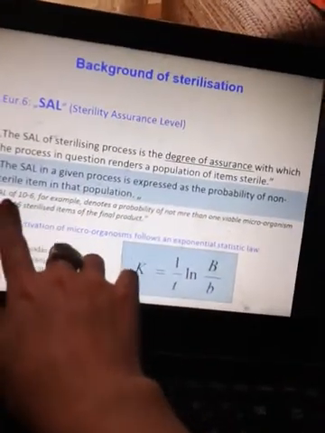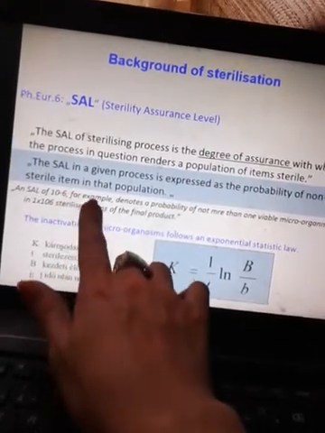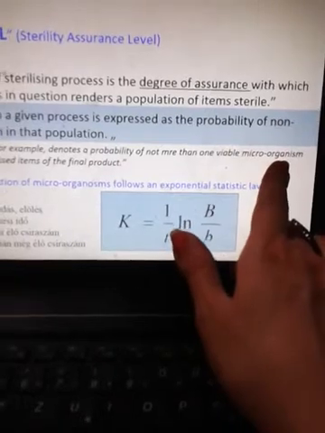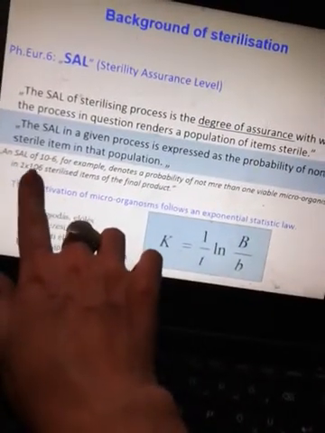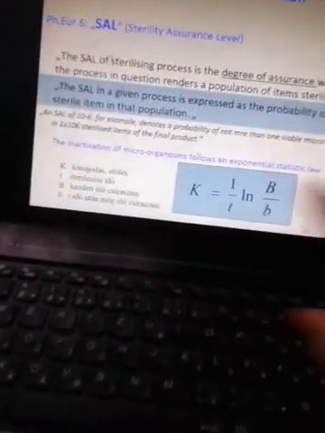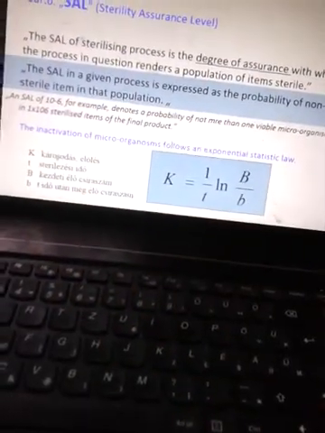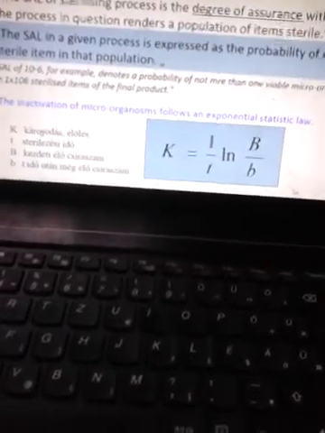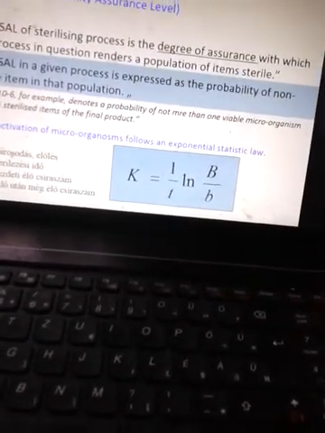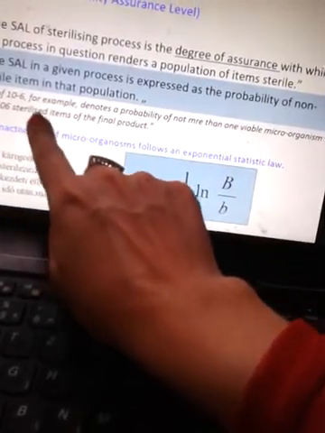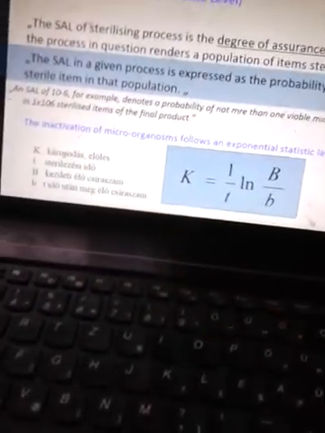A sterility assurance level of 10 to the power minus 6, for example, denotes a probability of not more than one viable microorganism in 1 multiplied by 10 to the power 6 sterilized items of the final product. یعنی توی هر 1 میلیون پروداکت شاید یه دونش کانتامینه باشه، ویابل میکروارگانیسم داشته باشه. پس SAL 10 to the power minus 6 means probability of not more than one viable microorganism in 10 to the power 6 sterile items of the final product.